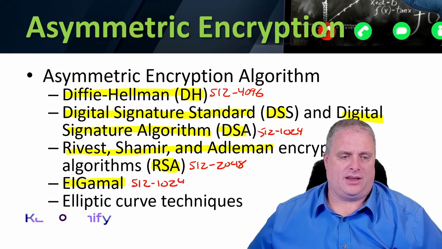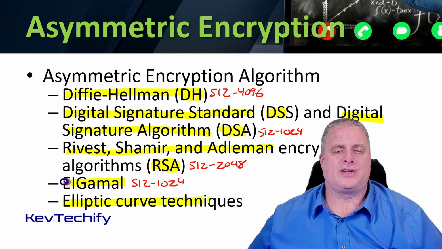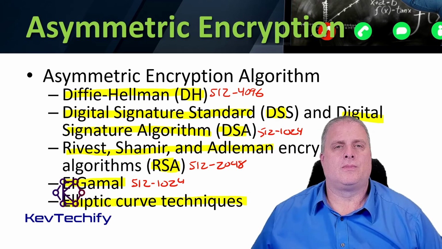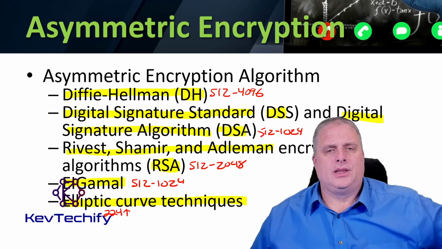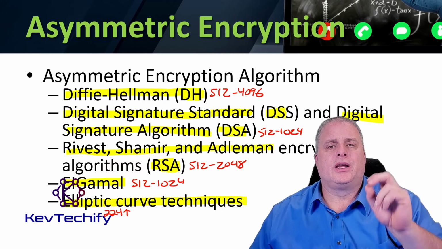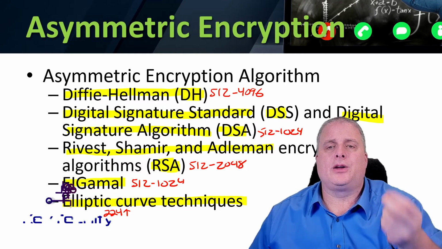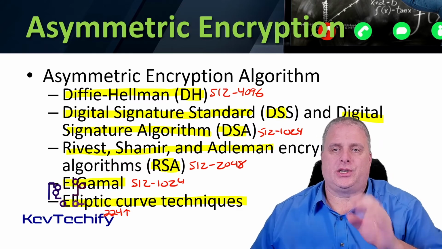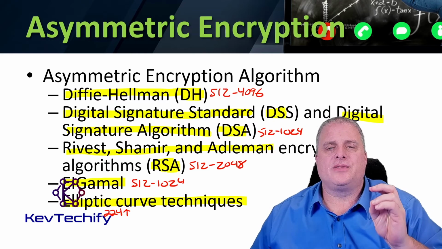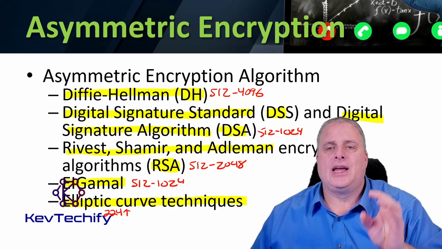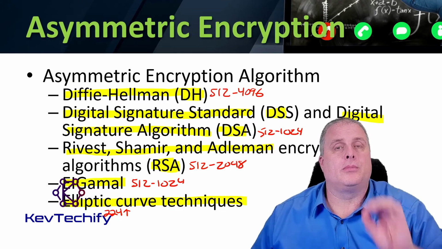And then finally, we have the elliptic curve techniques. The key length here is typically 224 bits or higher. The elliptic curve cryptography can be used to adapt many cryptographic algorithms, such as the Diffie-Hellman or the El-Gamal. The main advantage of the elliptic curve cryptography is that keys can be much smaller.